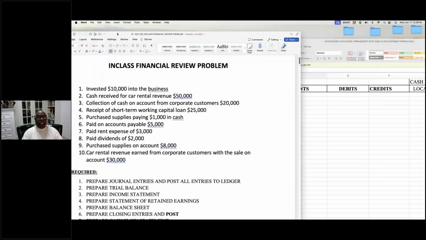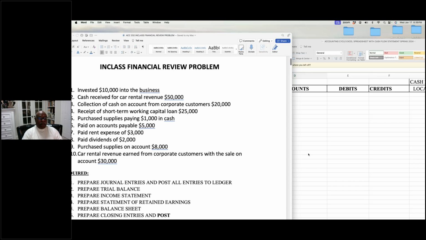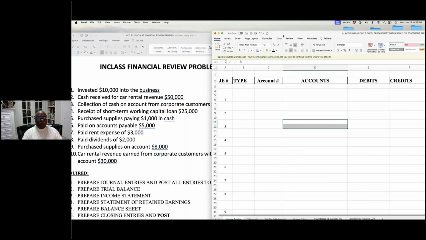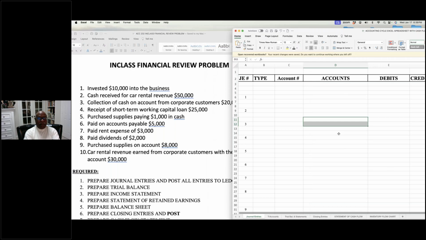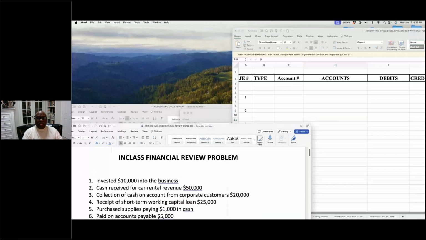So can everybody make this first journal entry? Can everybody make the first journal entry? It said he invested 10,000 in the business. So what's our journal entry type? I don't hear anybody. Investments.